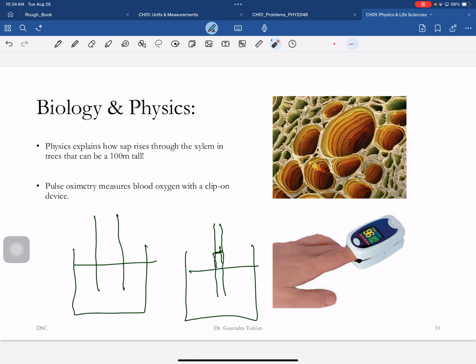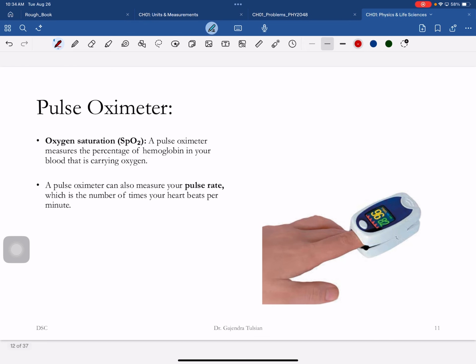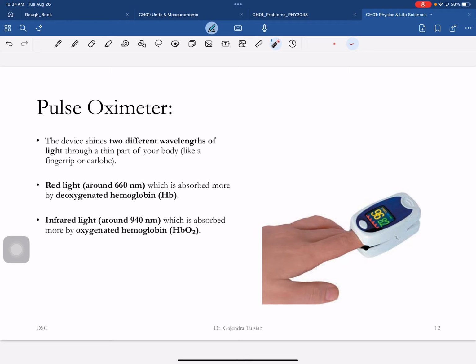So at the bottom, you have the two beams that I talked about: an infrared beam and a red beam. And at the top, you have detectors. The wavelength of infrared light is 940 nanometers. You don't have to know that. Red light has a wavelength of 616 nanometers.